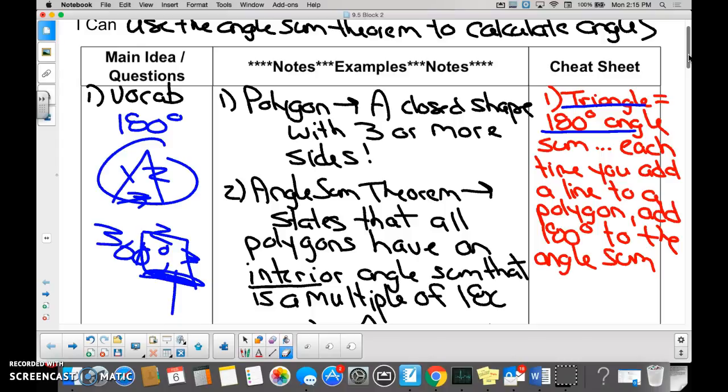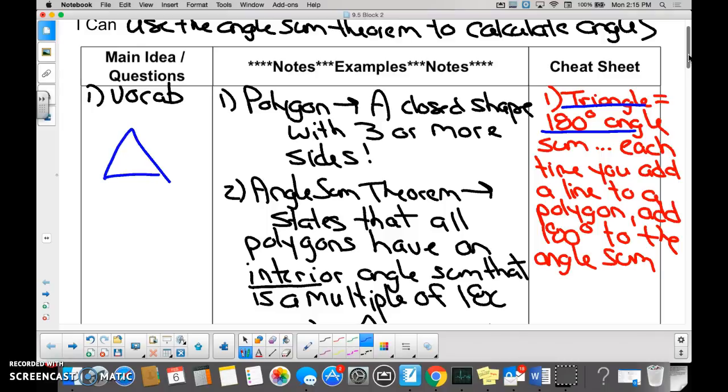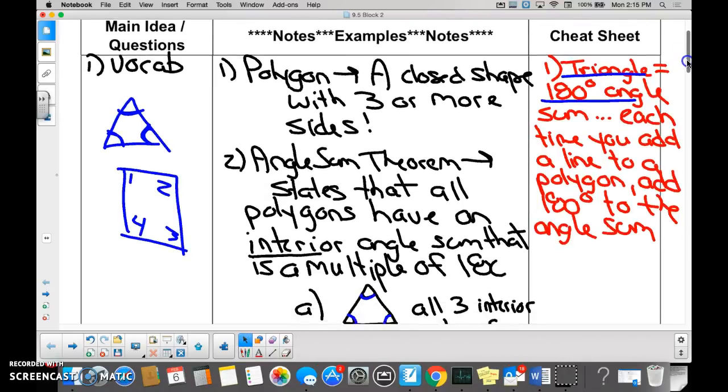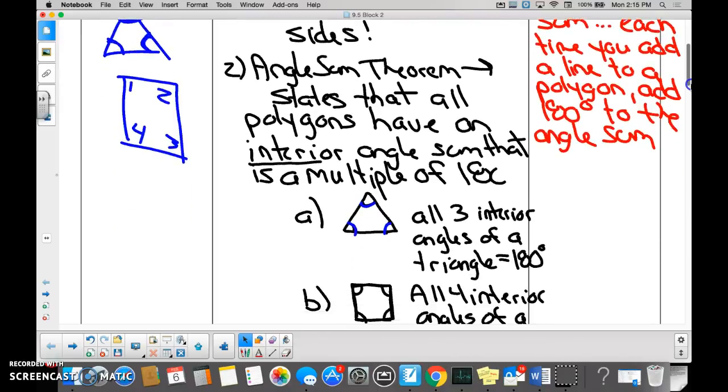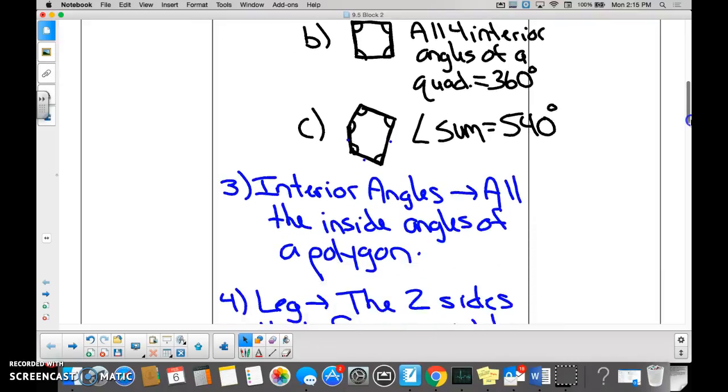And by the way, let me get rid of this. When we're talking about the 360 degrees and 180 degrees, we're talking about these interior angles, right? So this inside angle plus this side angle plus this side angle equal 180. So if I have my square, this angle plus this angle plus this angle plus this angle equal 360, right? So we're talking about the interior angles. Super important that you understand what we're talking about. So polygon, we know what that is. We're talking about the angle sum theorem. That's 360, 540. We're talking about interior angles. You guys got all that.